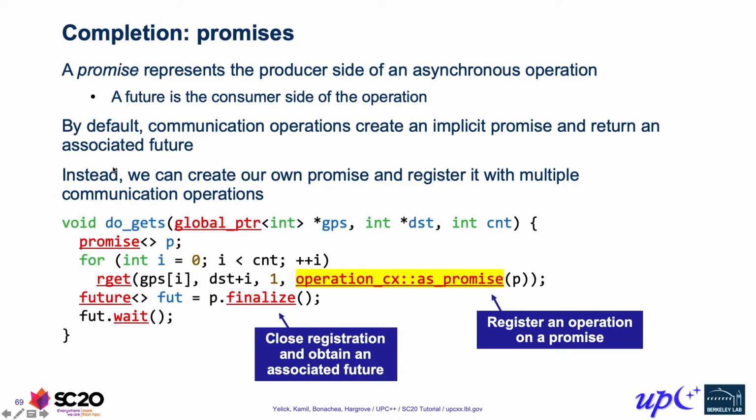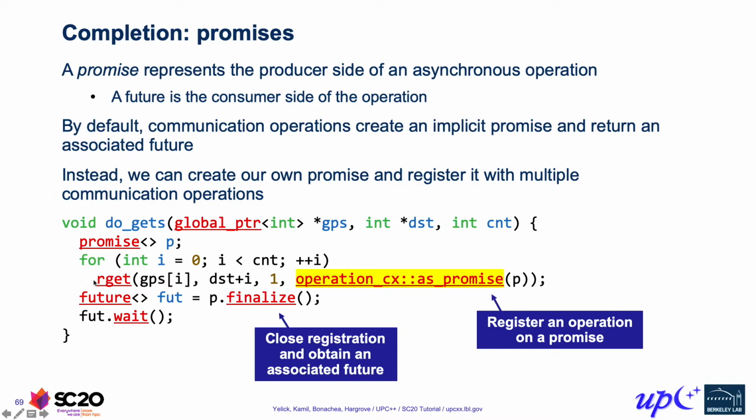However, we can actually create our own promises as well, and then pass one to a UPC++ operation to use as the producer end. And in fact, this allows us to construct a single promise and use it with multiple communication operations. So as an example, we've done that over here. We have a promise here, which we're just using to keep count of the number of operations, so we don't actually have any data values represented here. So that's why the template argument list is empty.